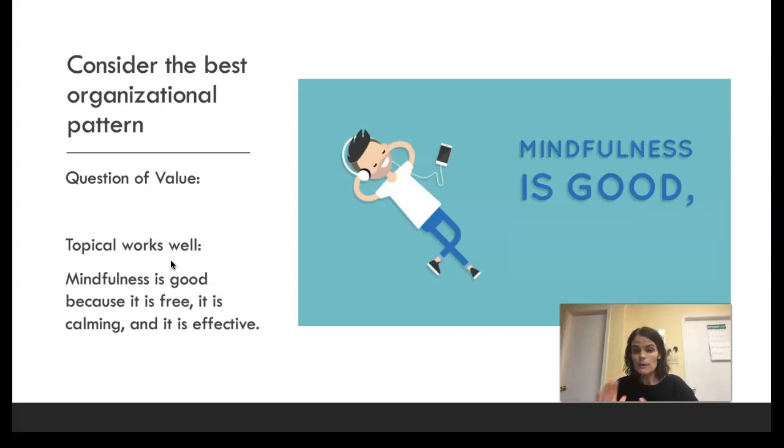So all of my examples are centered around mindfulness. I've been reading a lot this week about how to cope with the stress and uncertainty of COVID-19, so mindfulness is on my mind. And the first one, a question of value, that we're going to look at is when we place a judgment. This is something as simple as mindfulness is good. It's a good thing, right?